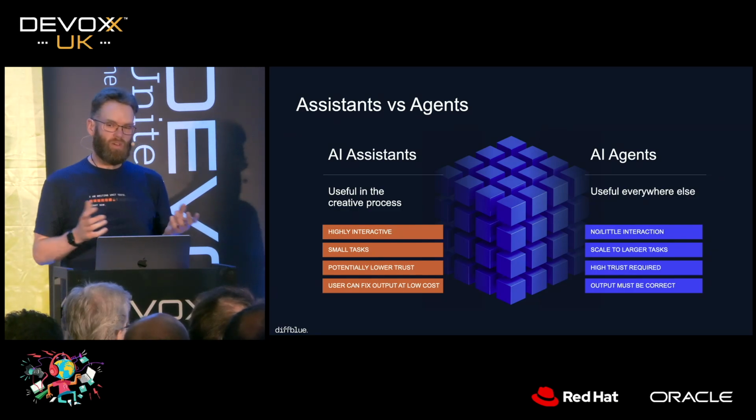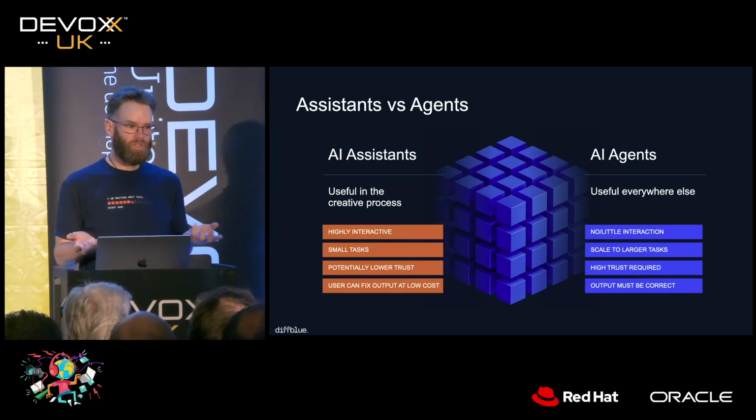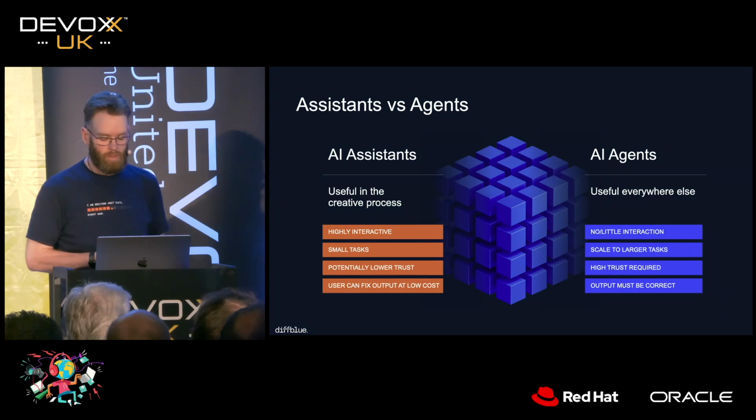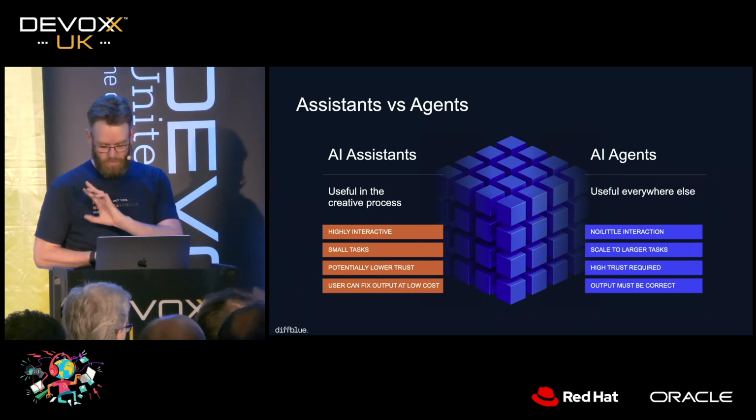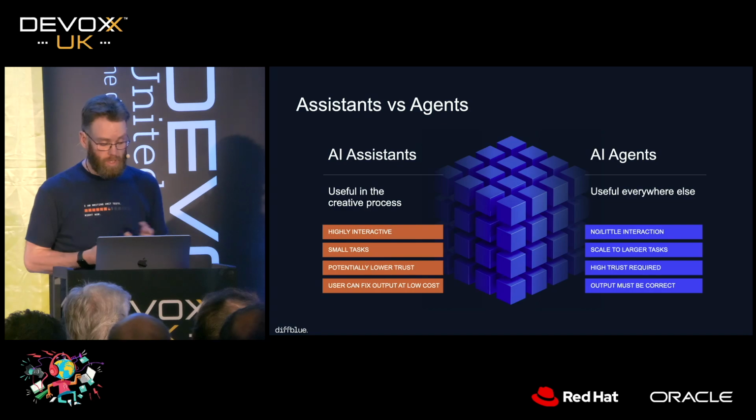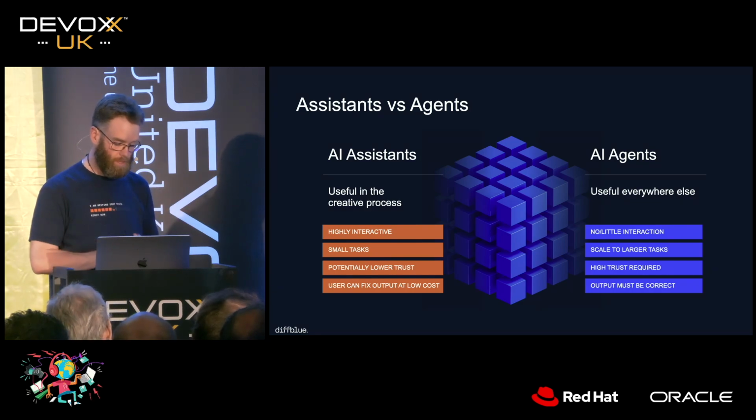High trust required. I mean, okay, sure, the robot vacuum cleaner probably doesn't require an awful lot of trust, but there are times when this does actually matter. We'll get onto some of that in the more software engineering context shortly. And the output must be correct.